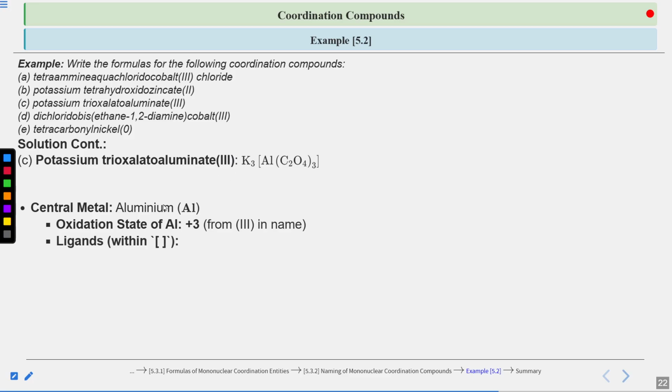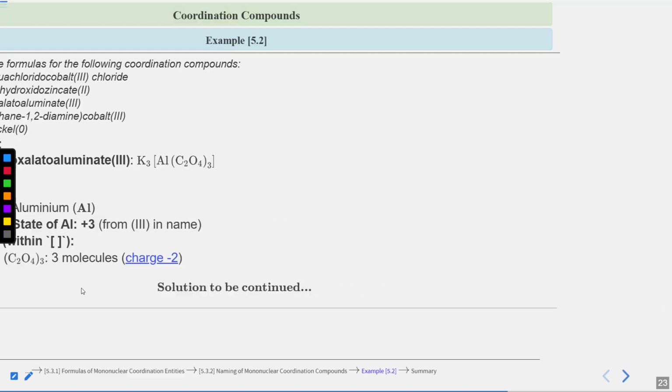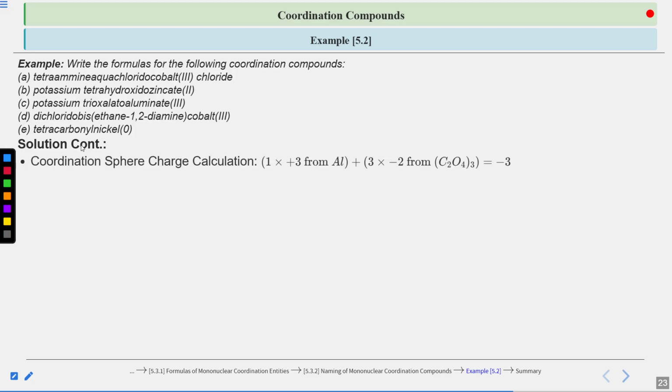Now the ligands present inside the square bracket are going to be trioxalato, that means oxalate, in 3 number. So 3 molecules of oxalate are going to be there, each carrying a charge of -2. Now the coordination sphere charge calculation: 1 times +3 from aluminium. So +3 will come from the aluminium, the central atom, because of its oxidation state.